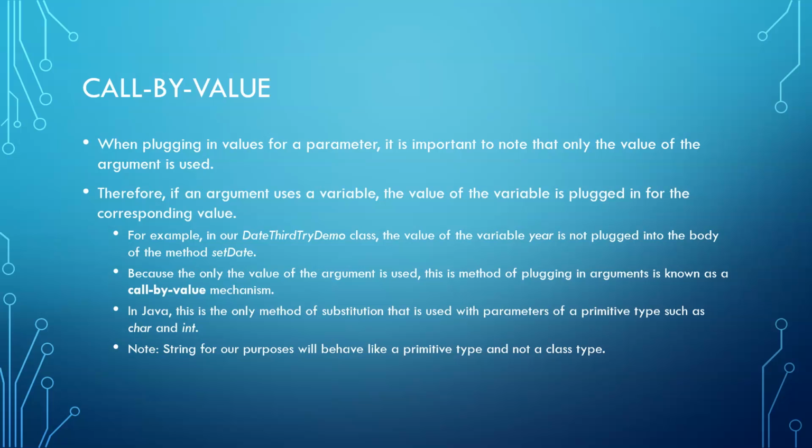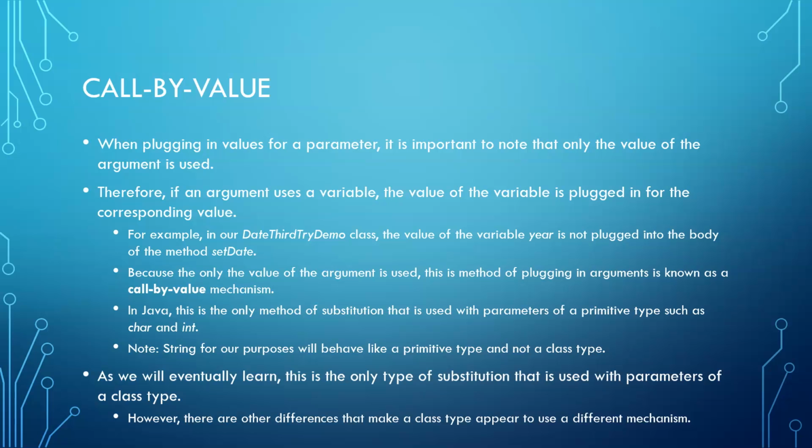Because only the value of the argument is used, this is a method of plugging in arguments known as the call-by-value mechanism. In Java, this is the only method of substitution that is used with parameters of a primitive type, such as char and int. Now, a little thing to note: String, for our purposes, is going to behave in this instance like a primitive type and not a class type. Because remember, in Java, strings are strictly just an object type. However, if you look at other programming languages, a lot of times strings are primitive types.